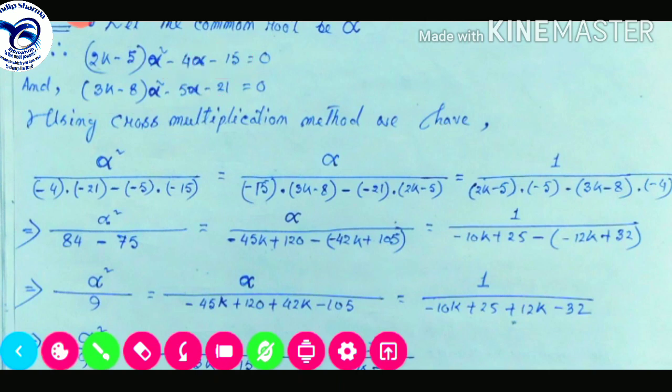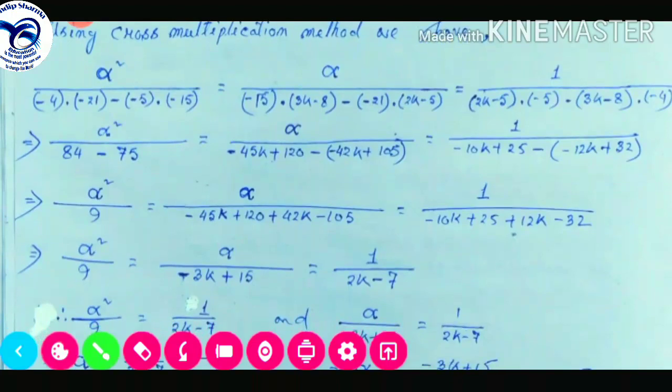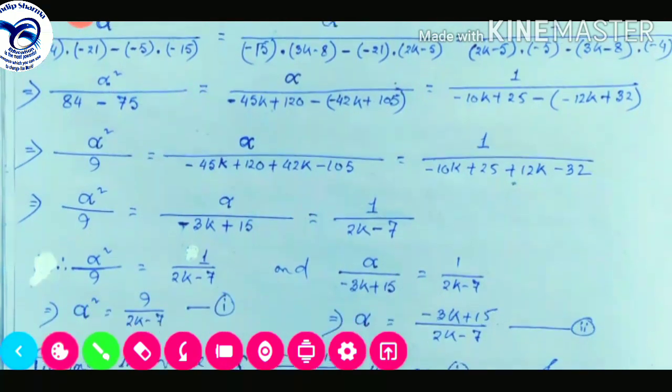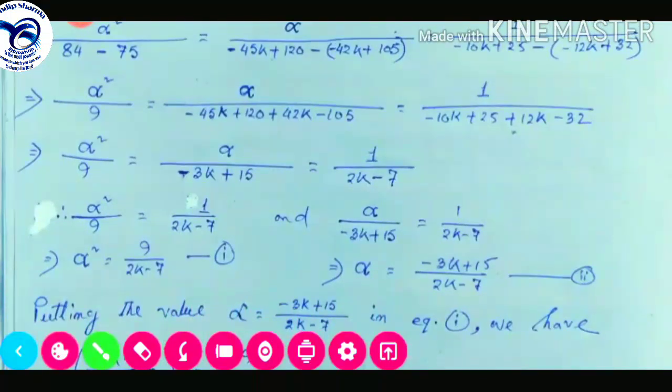Now for 1, the last one, this one will be omitted. So top one into down one. The top one is 2k minus 5 into minus 5, and minus the down one into the top one, so 3k minus 8 into minus 4. Now we'll multiply. After multiplication, we are getting alpha square divided by 9, and alpha will be minus 3k plus 15, and 1 will be divided by 2k minus 7.